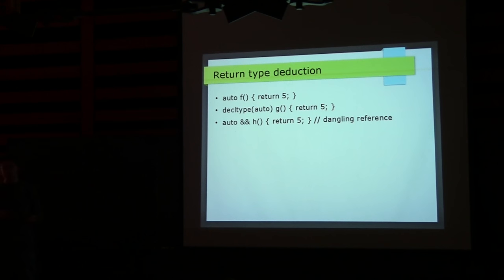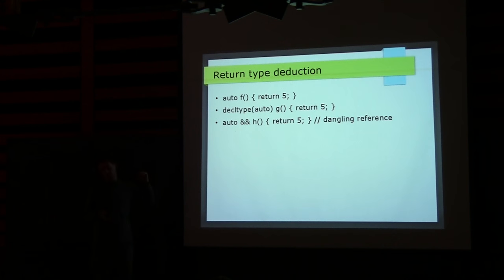So the first line returns an int by value. The second line returns an int by value, because decltype of 5 is int. The third line returns a dangling reference. 5 is a PR value.